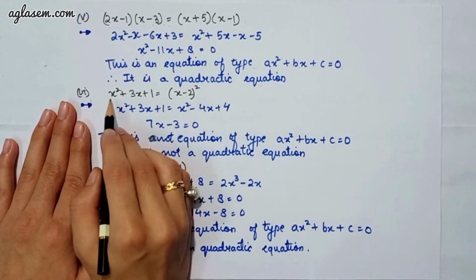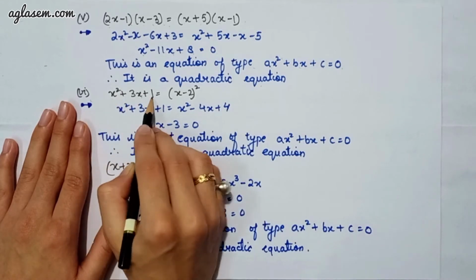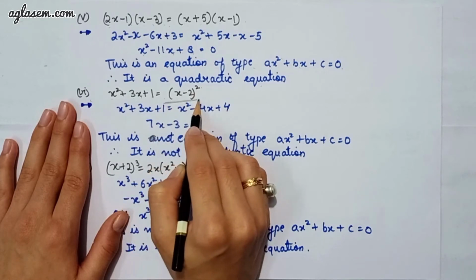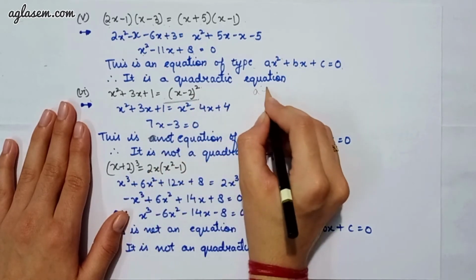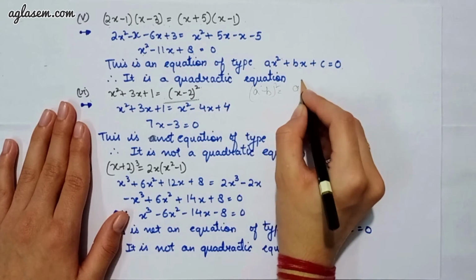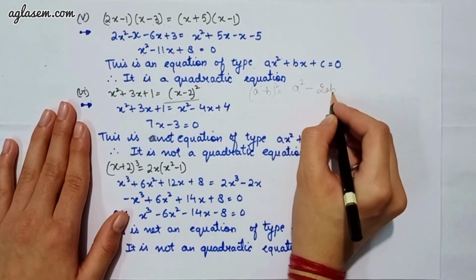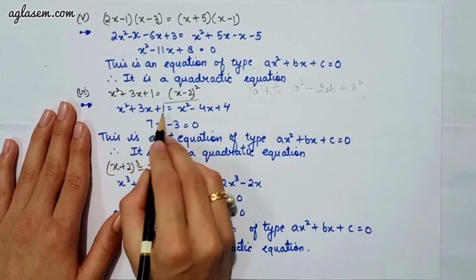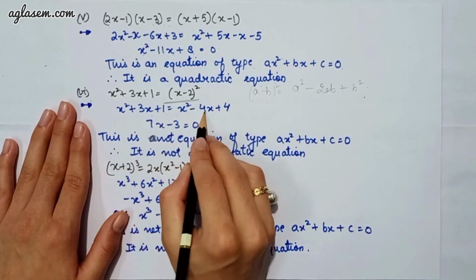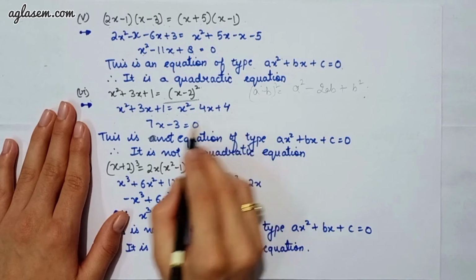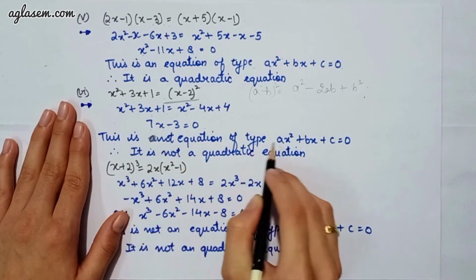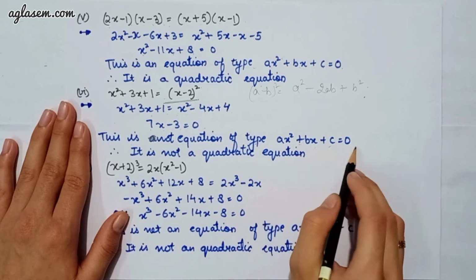The sixth part says x square plus 3x plus 1 is equal to (x minus 2) whole square. So we know the formula of (a minus b) whole square, that is a square minus 2ab plus b square. So it will give you x square plus 3x plus 1 is equal to x square minus 4x plus 4. That gives 7x minus 3 is equal to 0. So this is not an equation of type ax square plus bx plus c is equal to 0.